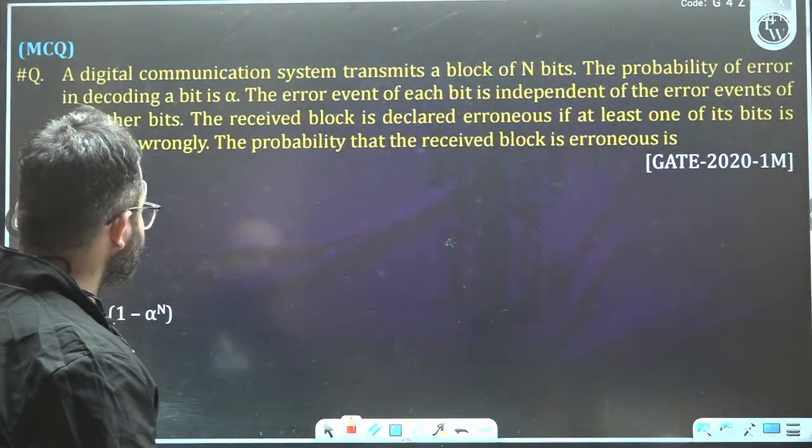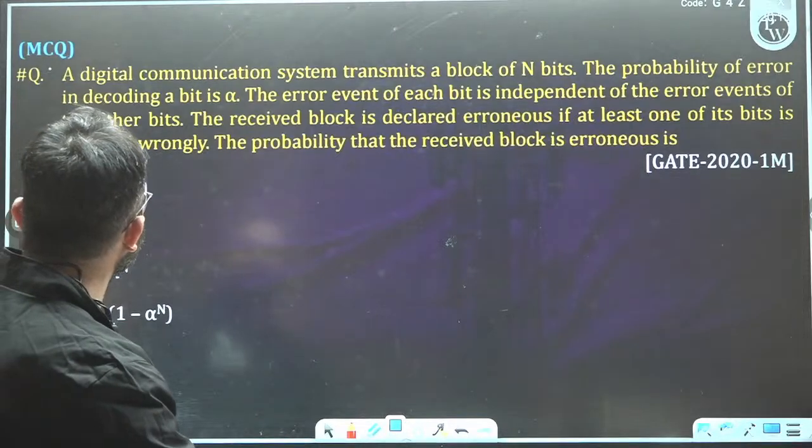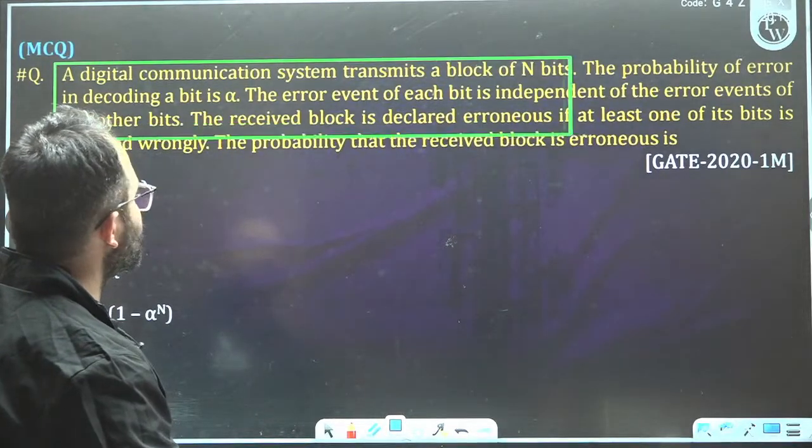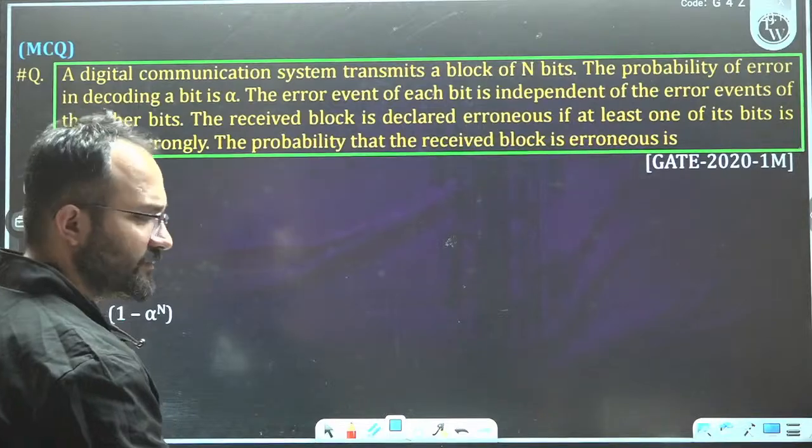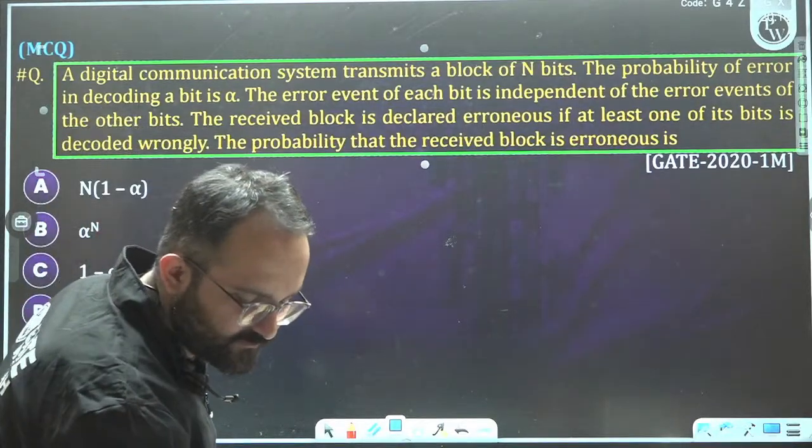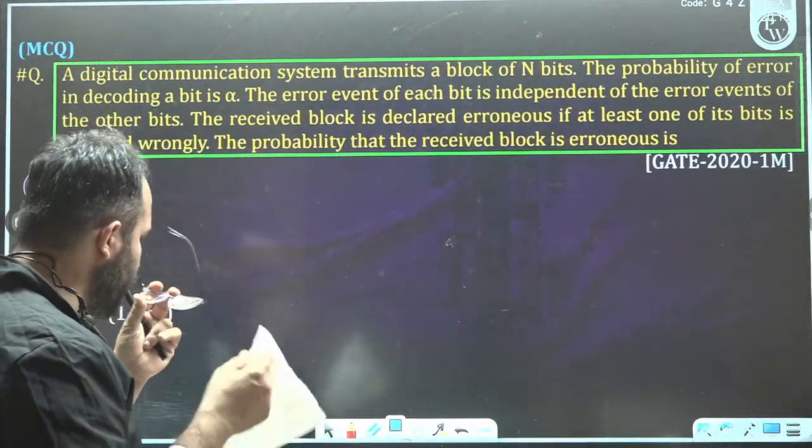Okay, now let's see one more question. A digital communication system transmits bits. It's a very simple question, we can get the answer very easily.